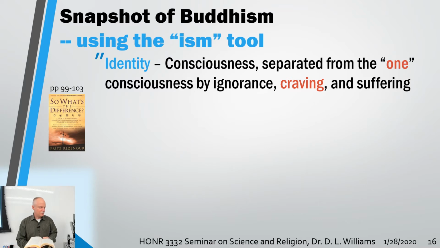So let's look at some of the things that relate to the ISM in Buddhism. So your identity, you are a consciousness separated from the one consciousness. So in Buddhism, there's really only one thing that exists, and that is God. And you are a consciousness that's separated from that universal one. This is another word for this is monism, oneism.